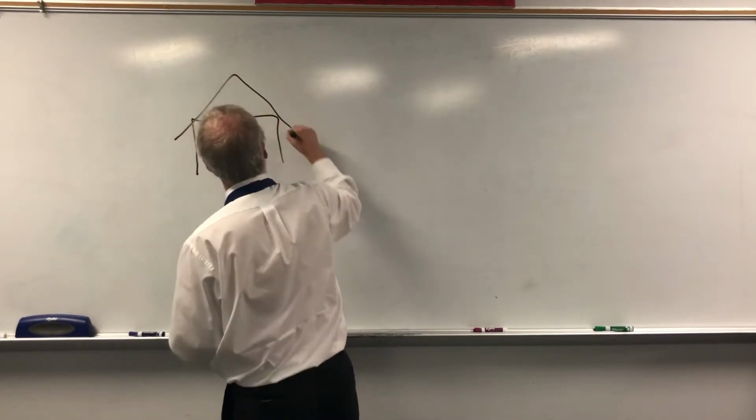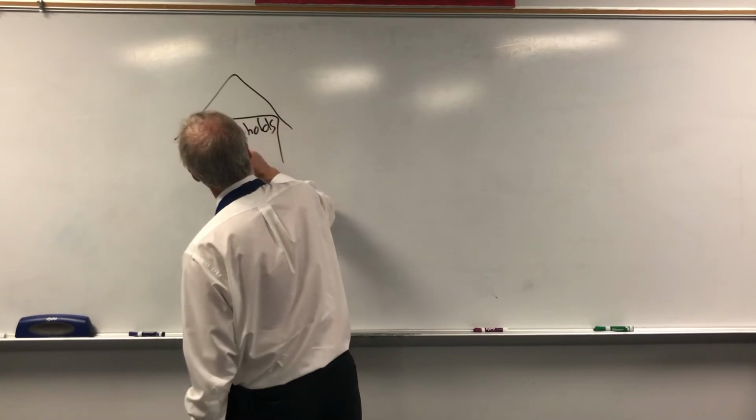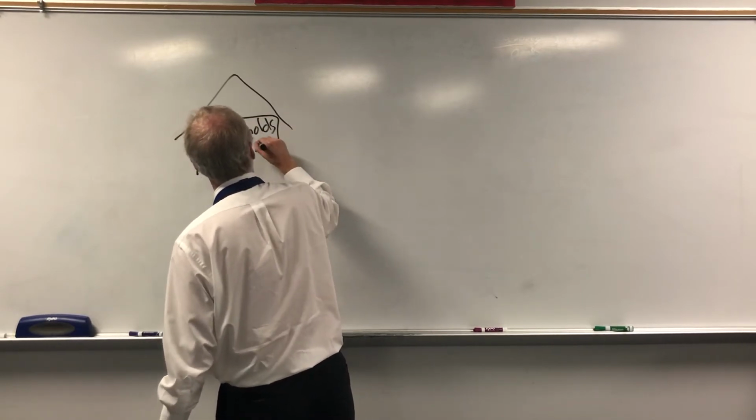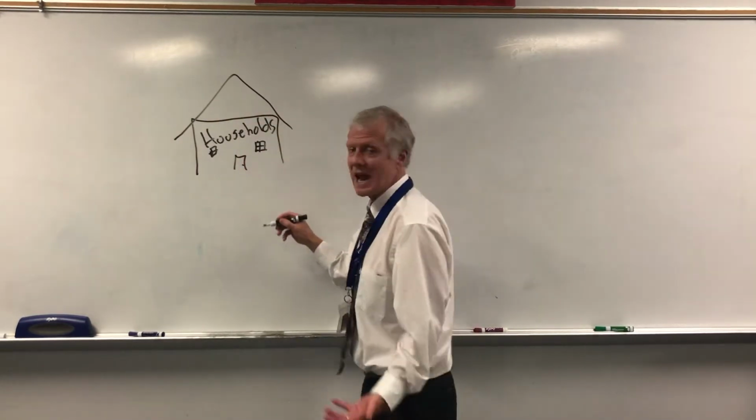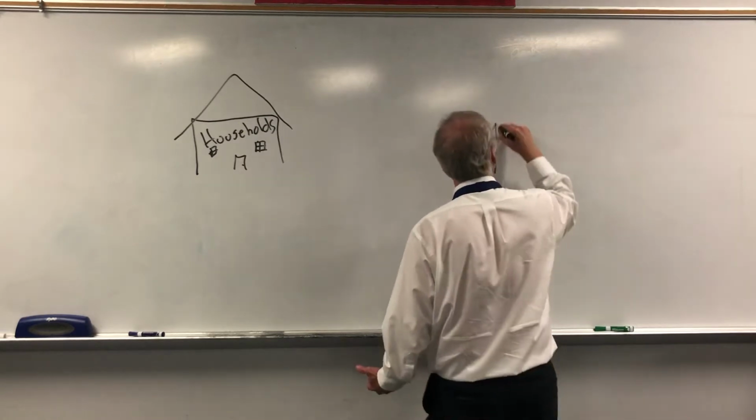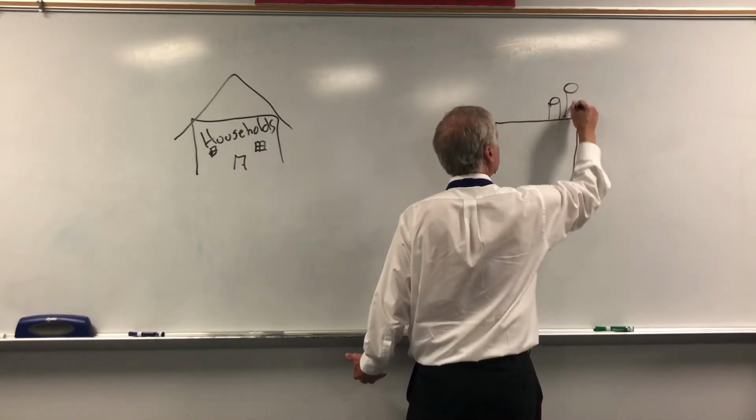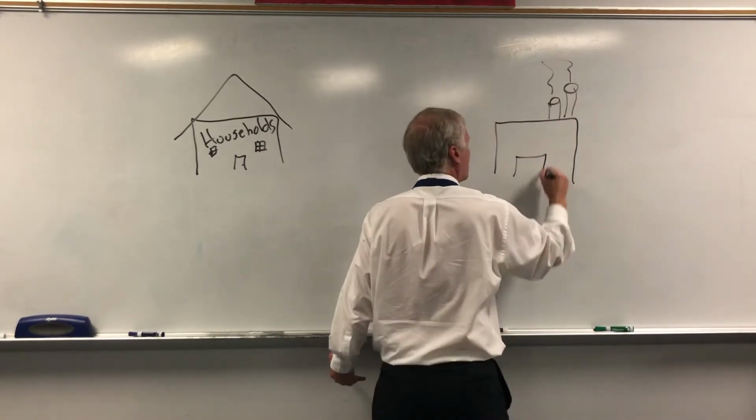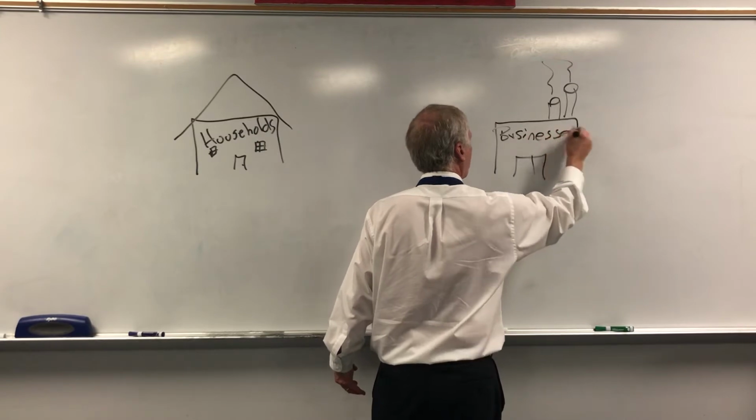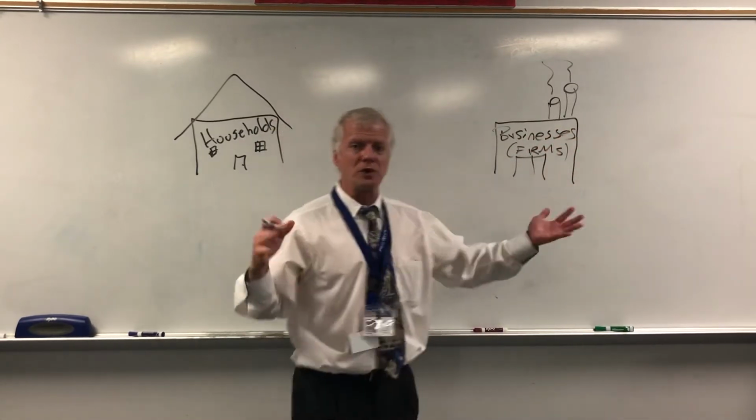So first we draw our households. These are the individuals that have resources. The households are the owners of resources. And we know our resources are things like land, labor, capital, entrepreneurship. Then we have another sector. We think of these as the business firms, these firms and businesses that produce goods and services. So the business firms, or if you will, firms, and the households, two different sectors.